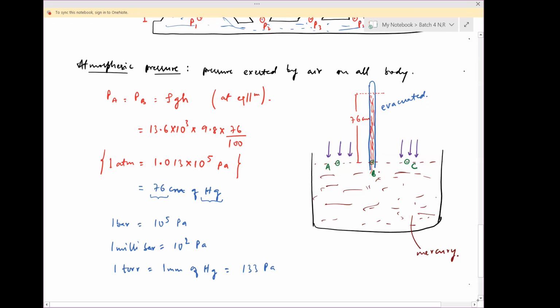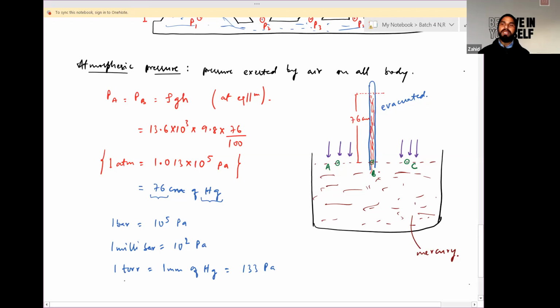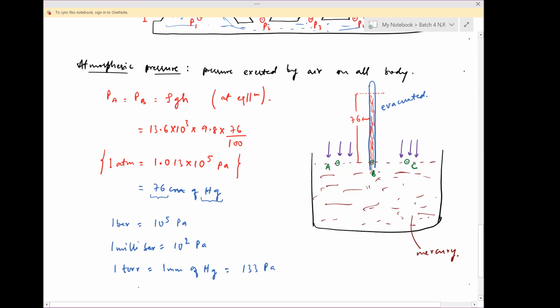Sir, in the last line, 1 torr is equal to 1 millimeter of Hg? Torr, okay, sir. That is the short form of Torricelli.